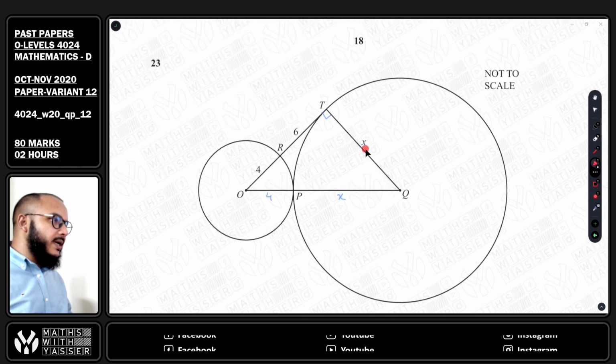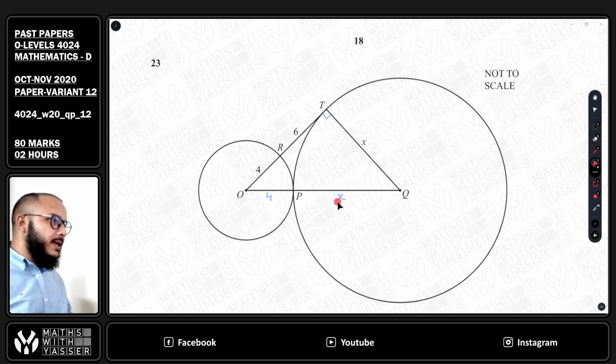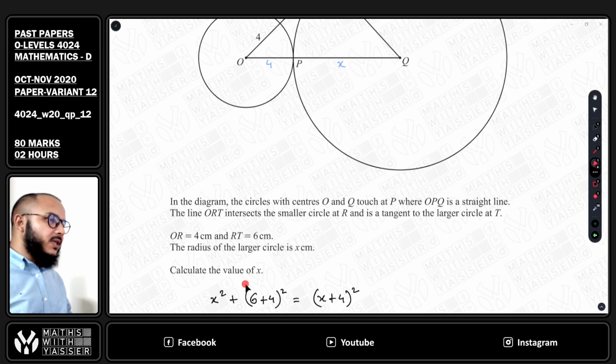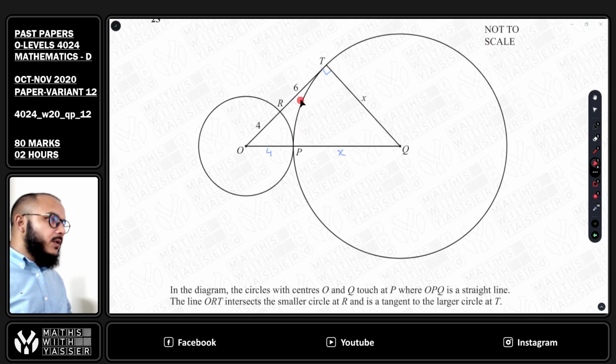So if this is the radius, this is also the radius. QT and QP are the radius, so if this is x, this is also x. We need to find the value of x. If you look closely, you need to understand that radius and tangent meet at 90 degrees. Therefore, we can use the rules of Pythagoras.